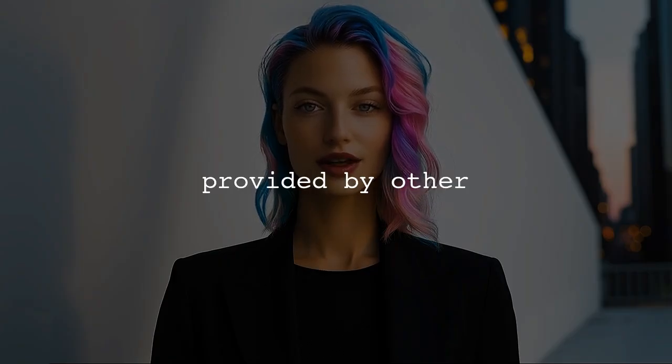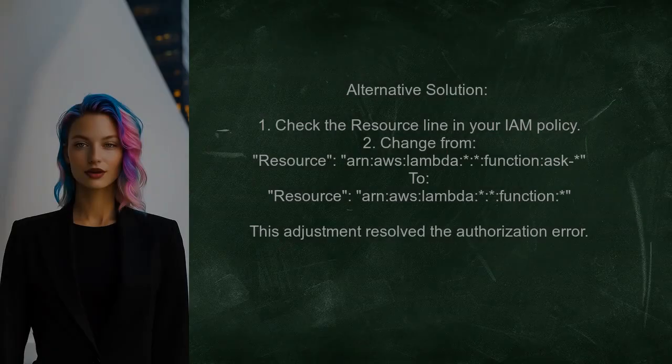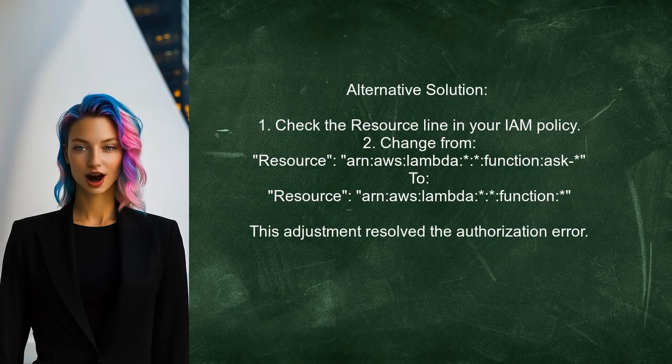Now let's look at the answers provided by other users. An alternative solution shared by another user addresses the lambda:GetFunction error. They found that the issue was related to the resource line in their IAM policy. Instead of specifying the resource with the specific prefix, they changed it to allow all functions.